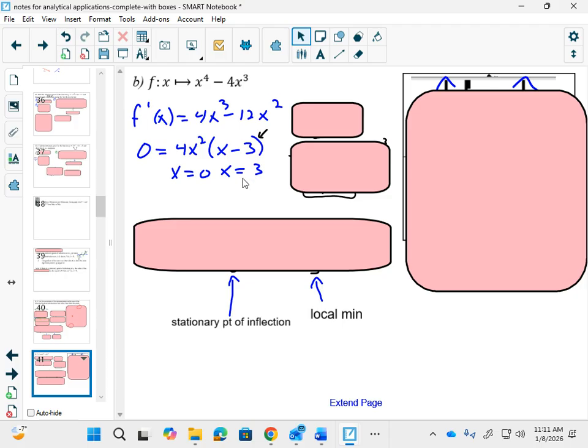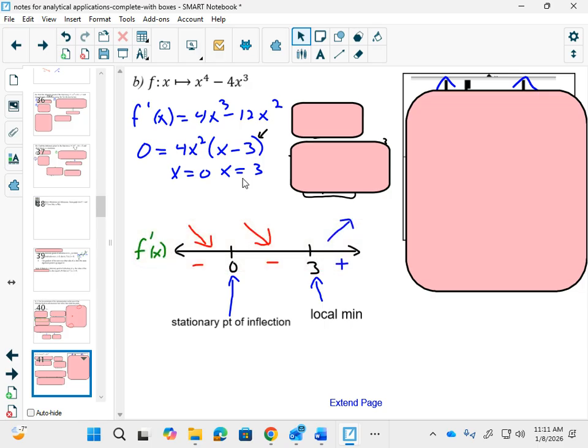I put those numbers on my sign diagram. Again, I would use my orange pen. If I tried something less than 0, like a negative 1, can you see that this x squared is always going to be positive? So I can put a plus sign there no matter what. But when I plug in a negative 1, minus 3 is negative. This section is negative.